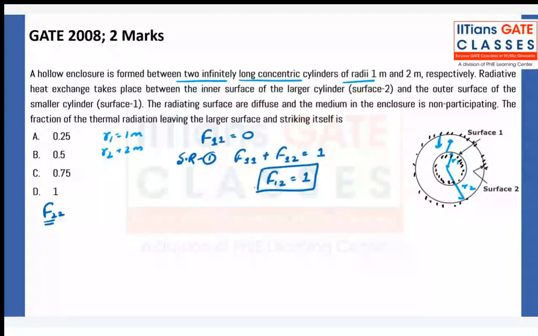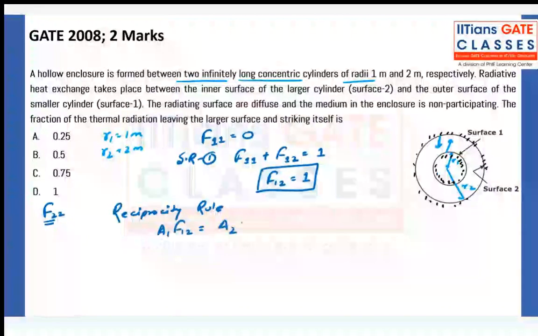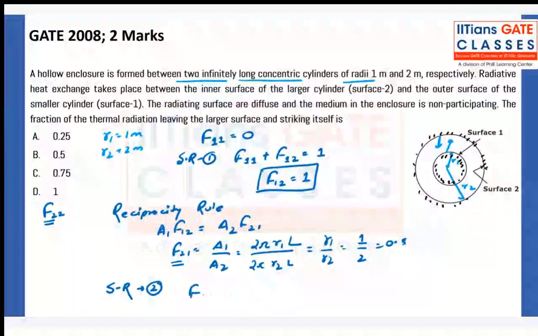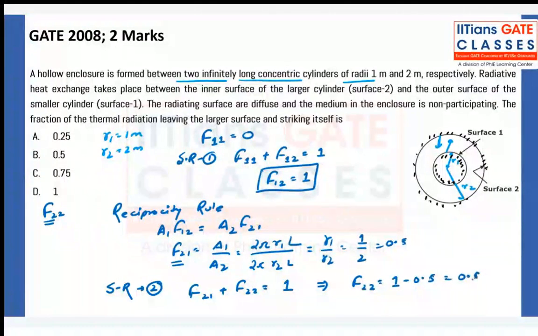Now I can apply reciprocity. What is the reciprocity rule? A1 F12 is equal to A2 F21. Now F21 will be equal to A1 by A2. So this is 2 pi R1 L by 2 pi R2 L. Everything will cancel, because R1 by R2 is 1 by 2, 0.5. I do not need F21, I need F22. So I can apply the summation rule for body 2: F21 plus F22 is equal to 1, and that means F22 is equal to 1 minus F21, which is 0.5. B is the correct answer. Everyone has already solved it. Very nice. Thank you. Clear? Clear.